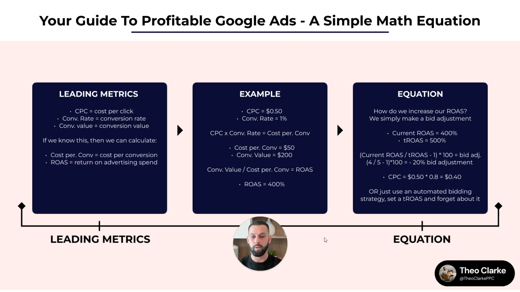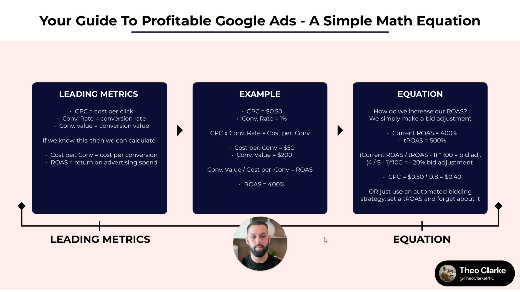So your cost per conversion is obviously the amount that you've spent to generate a conversion, and your return on advertising spend is a ratio of what you've spent on the front end in terms of ad spend versus what you've generated in the back end with regards to revenue. So let's run through a short example.